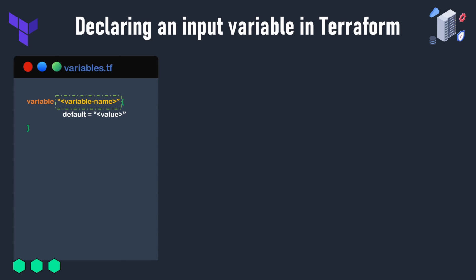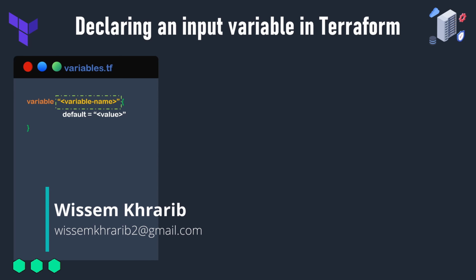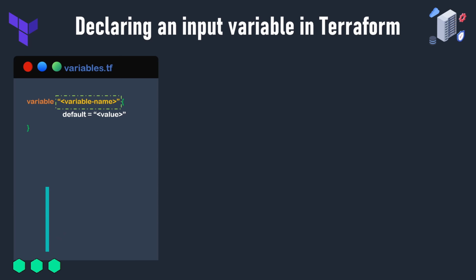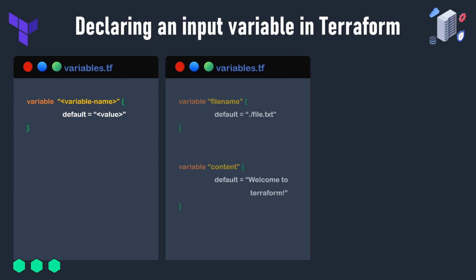This name will be used later to reference the variable's value when needed, for example, for setting some arguments in a resource block. And inside the variable block, we can assign a value to the variable using the default keyword. For example, here in the variables.tf file, we have declared two variables, one called file name and the other called content. We have assigned the value ./file.txt to the file name variable and the value welcome to Terraform to the content variable.